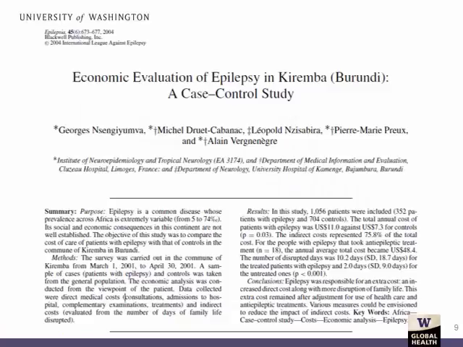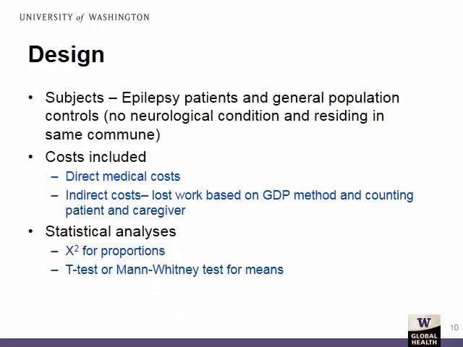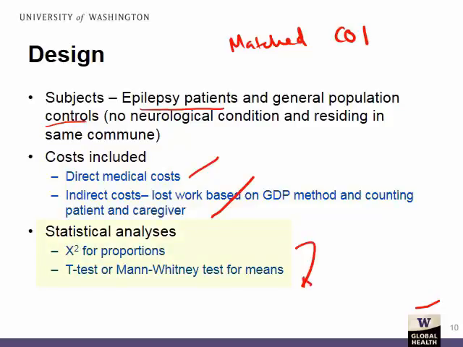The next example is a cost of illness study using control methods, using a control group, and it's for epilepsy in a district in Burundi. And in this study, they had subjects who are epilepsy patients and general population controls. So this is an example of a matched cost of illness study. They included direct medical costs and indirect costs, and they used GDP as a method for counting the indirect costs.